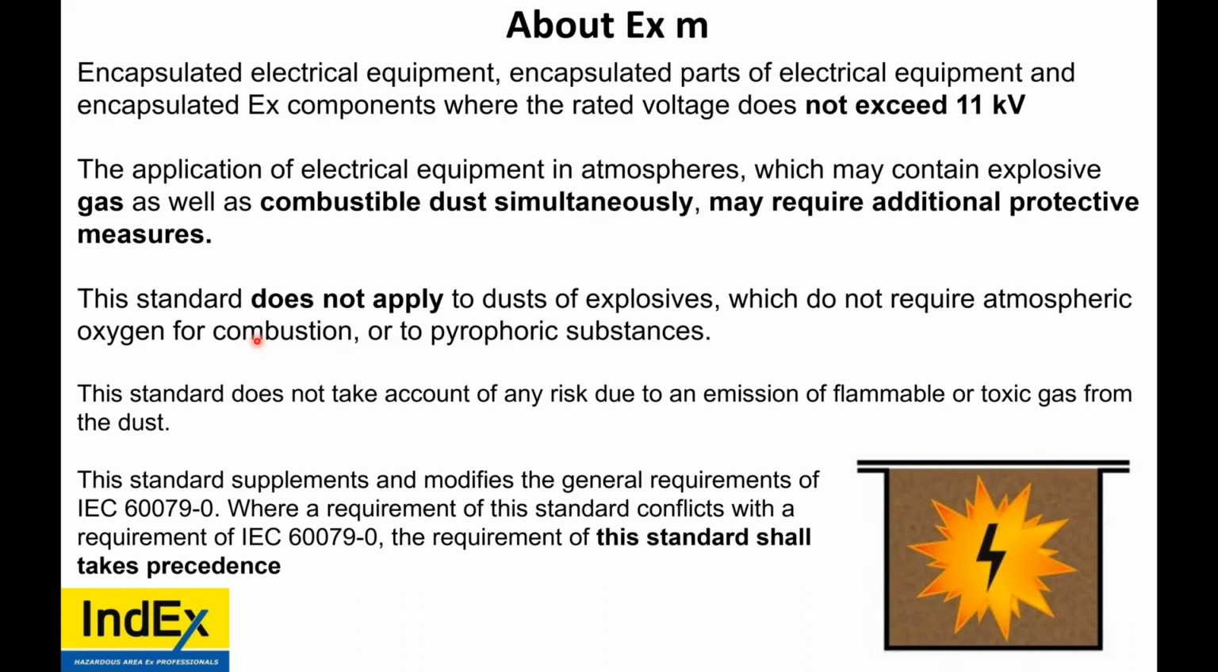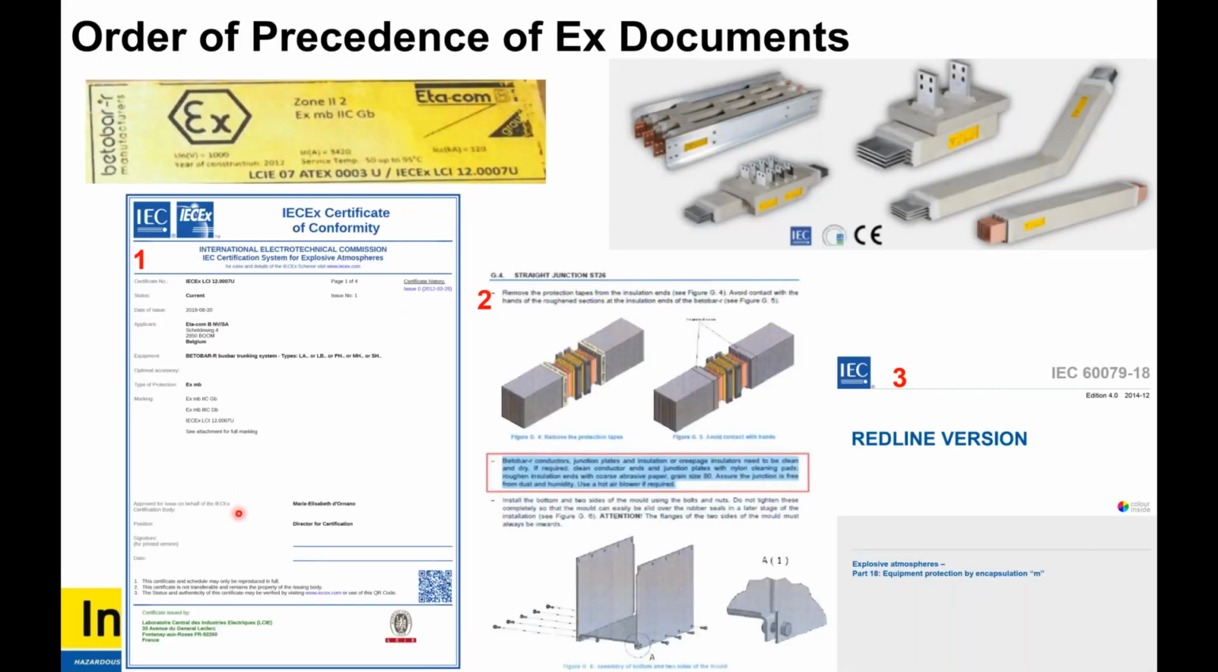The standard does not take into account any risk due to emission of flammable gases or toxic gases from dusts, such as a dust being heated. It may produce a gas. This standard supplements and modifies the general standard 60079-0. So what does that mean? This standard, 60079-18, takes precedence. But remember, what takes precedence over the standard is the certificate and the manufacturer's IOMs. Never forget that.